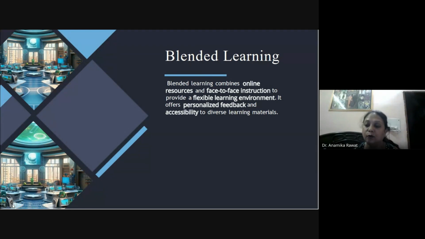Means it could be online, it could be face to face. In both ways, we have to collect data, analyze the situation, find out the problem and make a solution according to that. And blended learning combines online resources and face to face instruction, providing a flexible working environment, a flexible situation where they have to work on a particular topic and find out the solution.